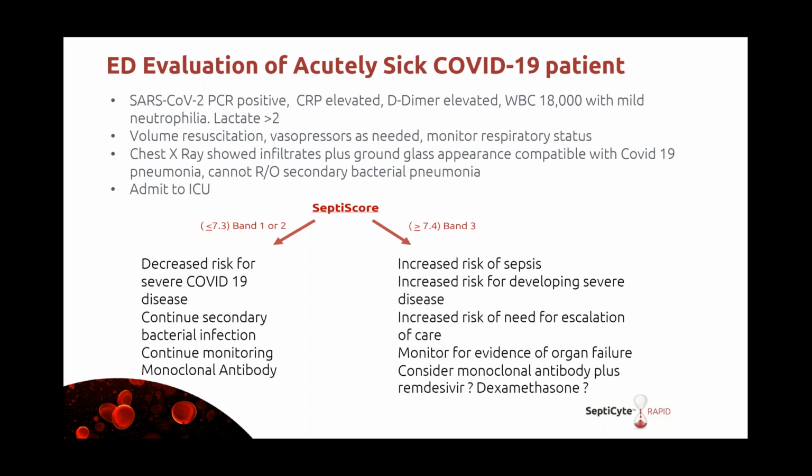A high score in SeptiCyte RAPID would suggest the risk for increasing severe disease and increased risk of possible sepsis, and possible early intervention with antivirals, including remdesivir and dexamethasone. So the role of SeptiCyte RAPID can be seen in these two cases to impact clinical intervention.